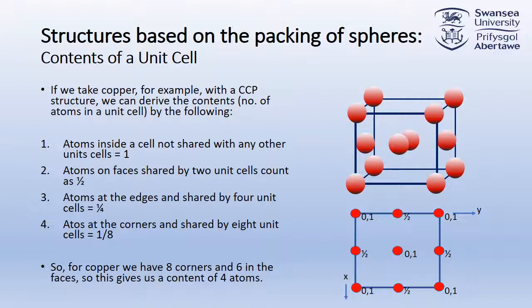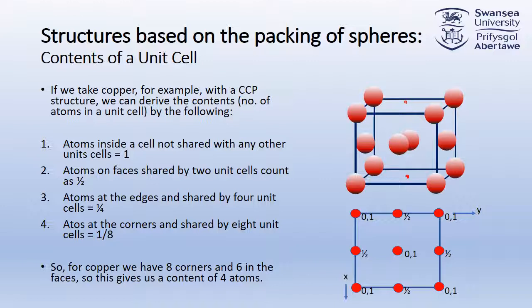So what we might want to do is actually have a look at our cubic close packing structure, for example, and work out and derive the contents of that unit cell. So if we take copper, okay, we can have a look at that. Here we go. We actually have a face-centered cubic structure. So in the middle of each of our faces, we actually have an atom, and I'm actually missing 2. There should be 1 there, and there should be 1 there also. Okay, so that's good to note.